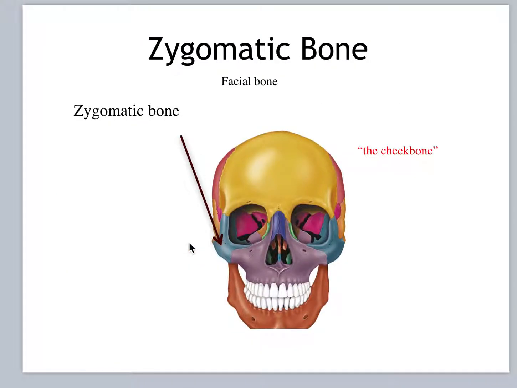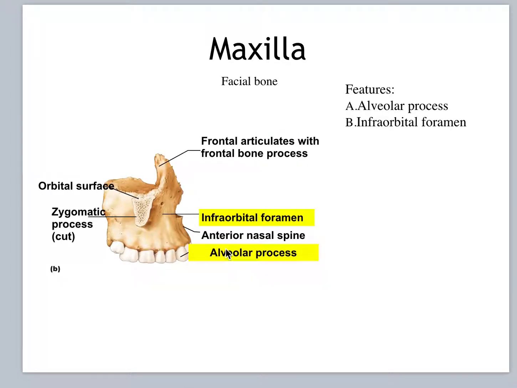Now we're going to turn to the facial bones. These are the bones that construct the basic shape of the face. First we have the zygomatic bone. This forms the cheekbone. The maxilla is the upper jaw. It's where the upper teeth are mounted. It's the area between the nose and the upper teeth.